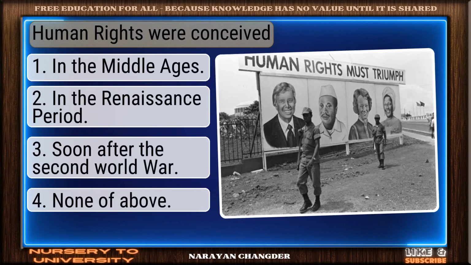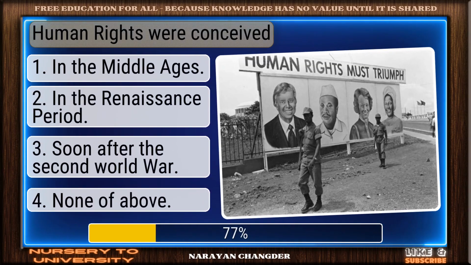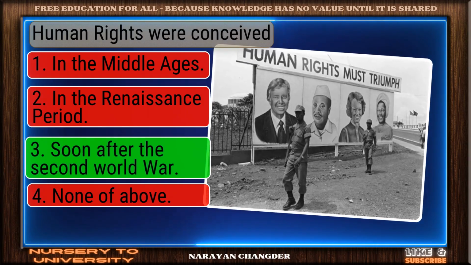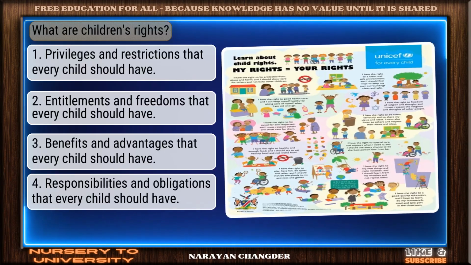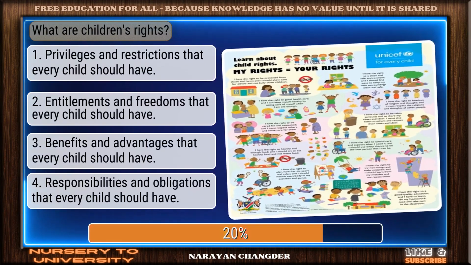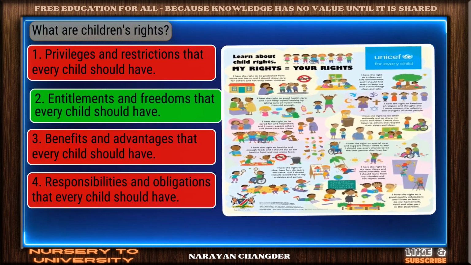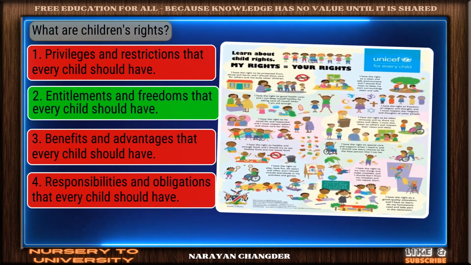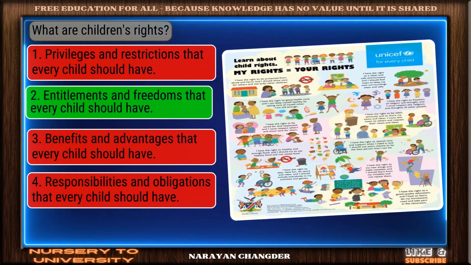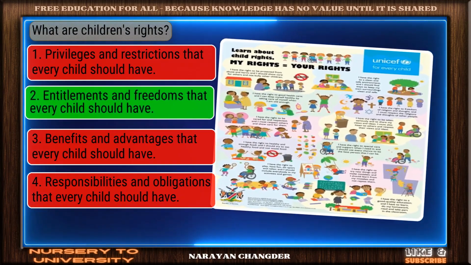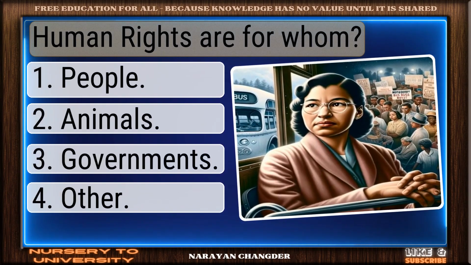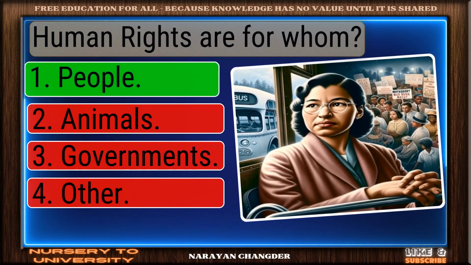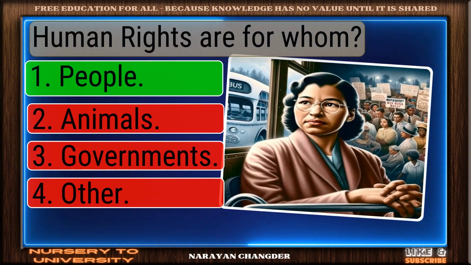Human rights were conceived... Nice selection. Soon after the Second World War is the correct and valid answer. What are children's rights? Correct response. Entitlements and freedoms that every child should have is the most accurate answer. Human rights are for whom? Well-reasoned. People is the correct choice.